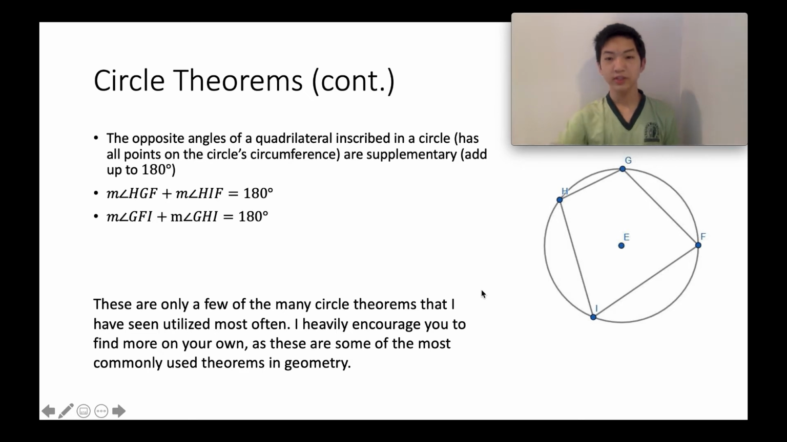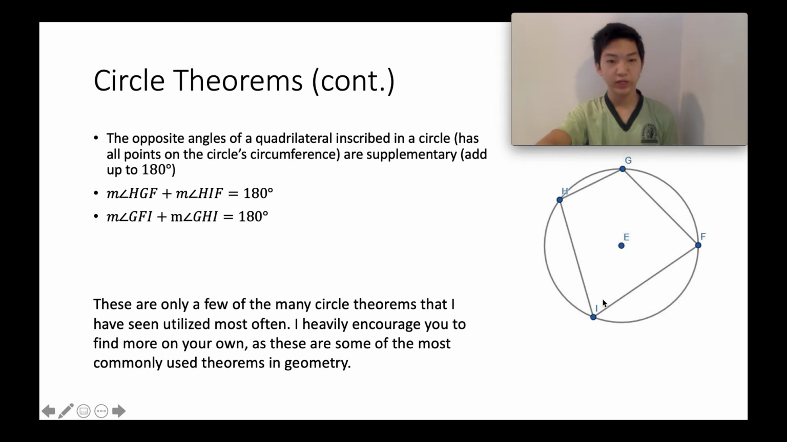So we can see here that we have this quadrilateral that's inscribed in a circle, and we can know that opposite angles are supplementary. So we can say that the measure of angle HGF plus the measure of angle HIF is equal to 180 degrees, as well as the measure of angle GFI plus the measure of angle GHI is equal to 180 degrees.